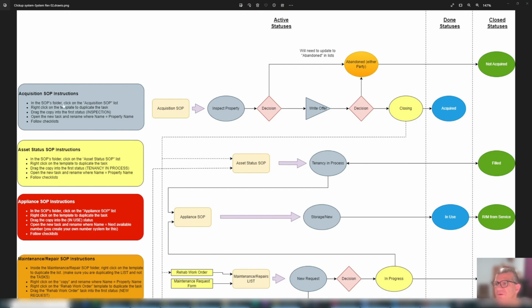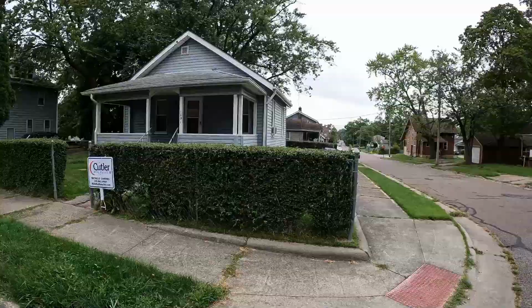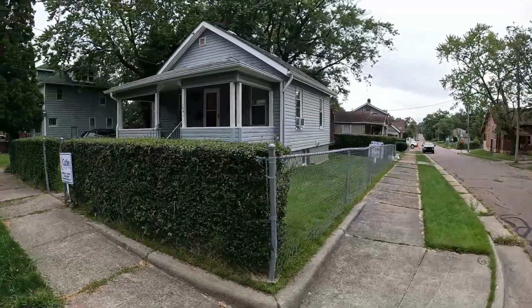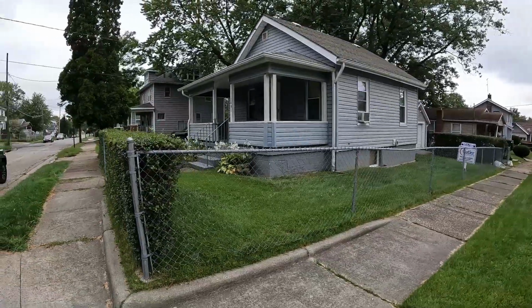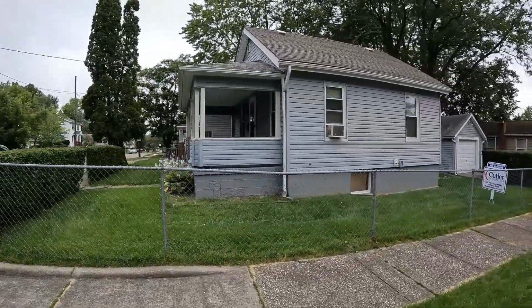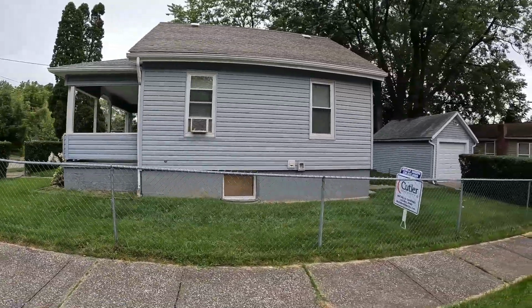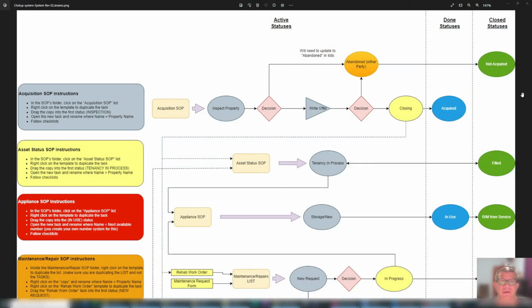First, there's the acquisition SOP, and this is just the first SOP you go through when you purchase a property. You want to go and inspect it and eventually make a decision whether you're going to write an offer on that property or abandon it and not write that offer. You may write an offer and the seller gives you a counter offer, or you give a counter offer after that. But eventually that property, if you choose to buy it, if they accept your offer, it moves into closing status and eventually into acquired status or not acquired.